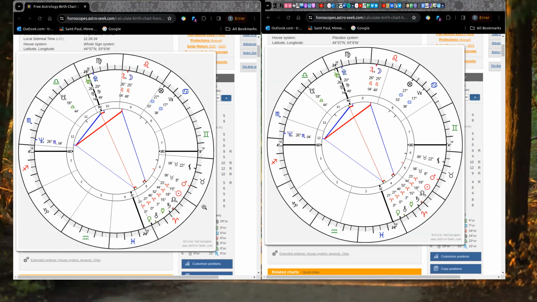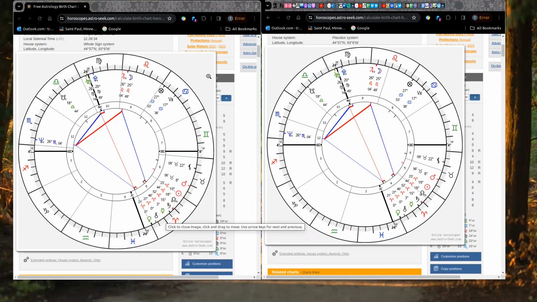And so this is the exact same birth information for both of the charts. And the planets are going to be in the same zodiac sign. So that's not going to change. So regardless of your house system, if you have a sun in Aries, your sun's going to be in Aries. That's not going to change. What's going to change is what house it's in.